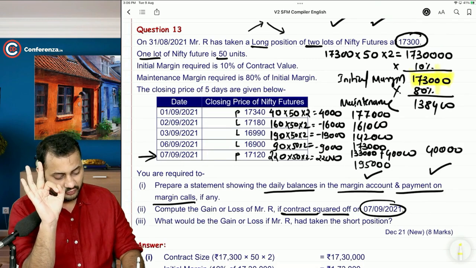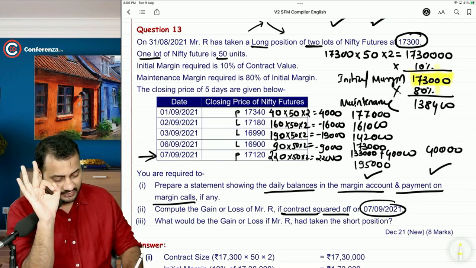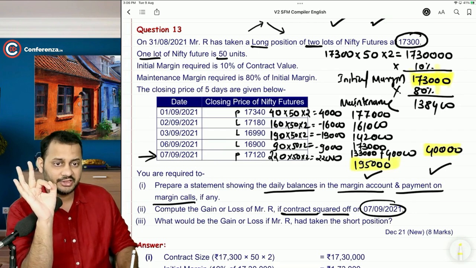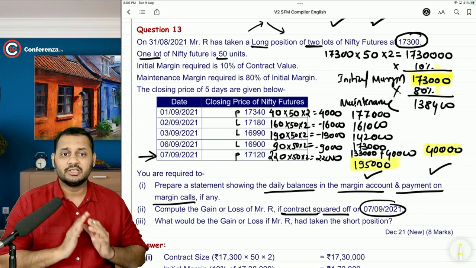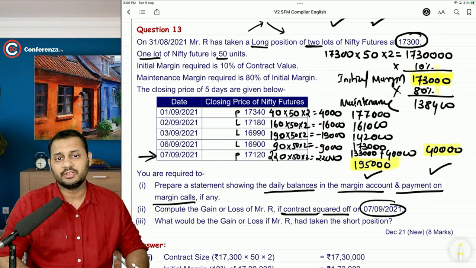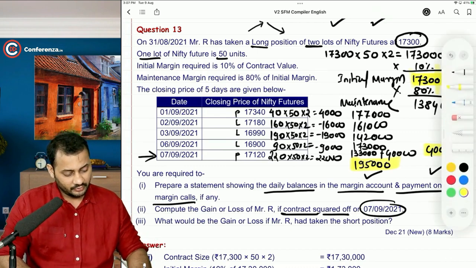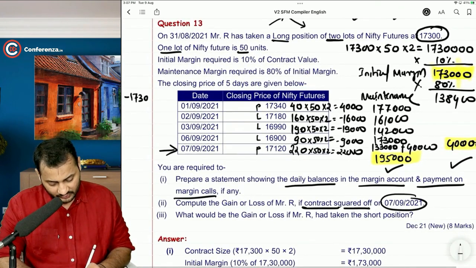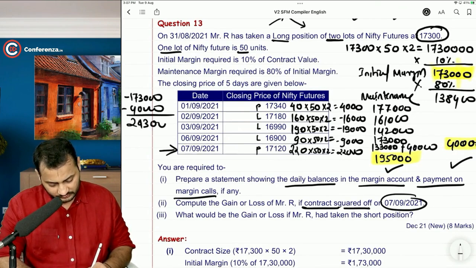This is the cash outflow, 1,73,000. This is the cash outflow, 40,000, and this is the cash inflow. Apart from this, there is no other cash flow to you. This was all happening in the statement. So if you do the calculation, it's very simple, sir. You paid 1,73,000, you paid 40,000, in total you paid 2,13,000, and you received 1,95,000 back.